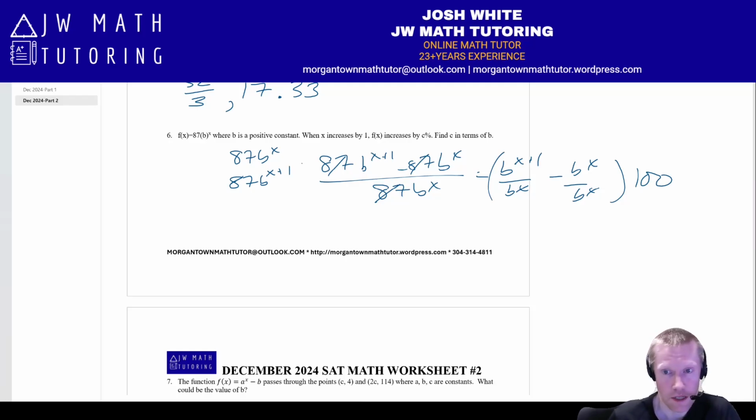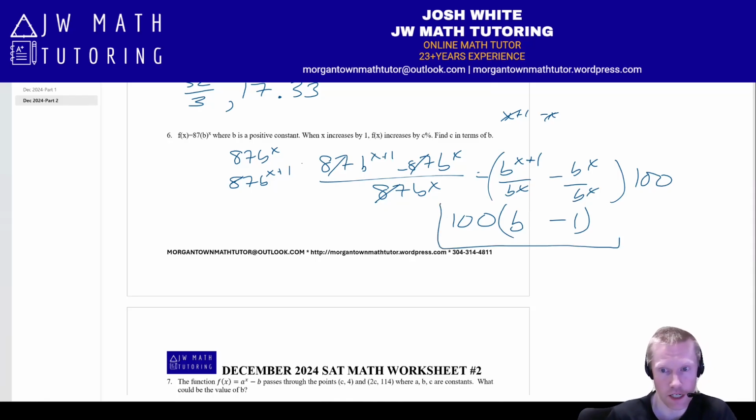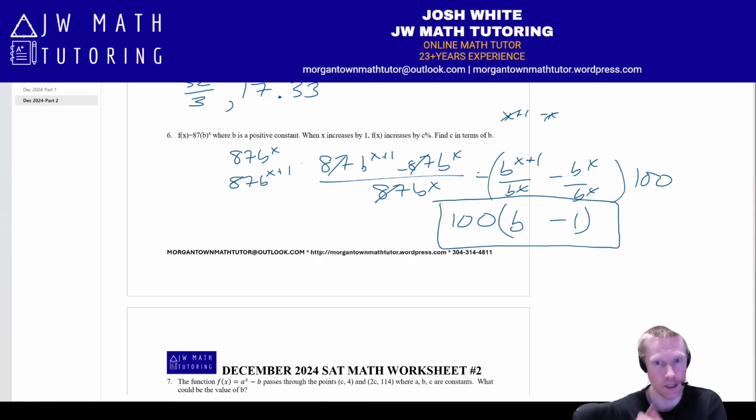Okay, so notice here, b to the x over b to the x, that's just 1. For b to the x plus 1 over b to the x, with the rules of exponents, when you're dividing, you subtract the exponents. So it's x plus 1 minus x. So this whole expression just simplifies to b to the first, or just b. So the correct answer to this, and again, this would have to be a multiple choice question, would be 100 times b minus 1. So this is the correct answer you would select.